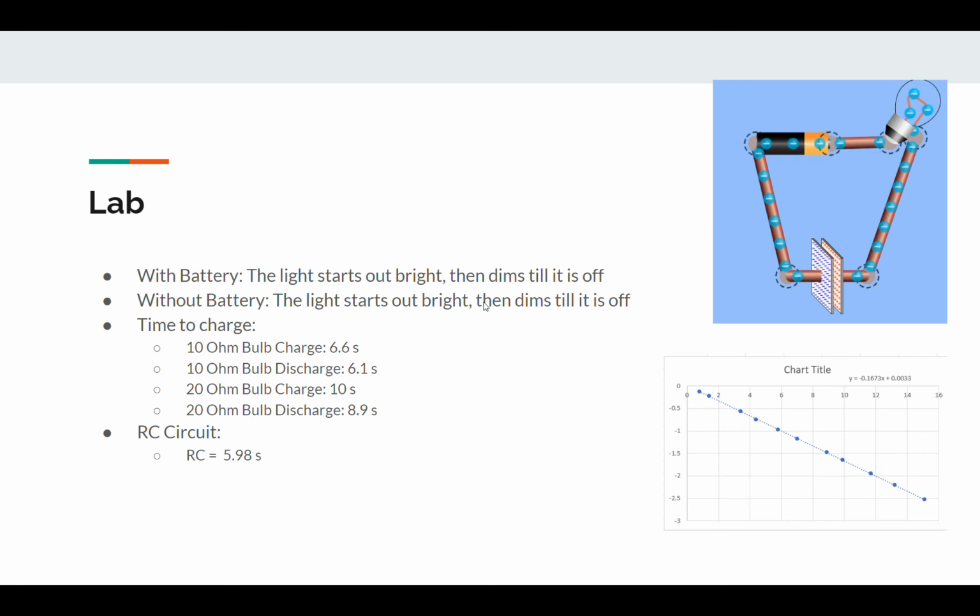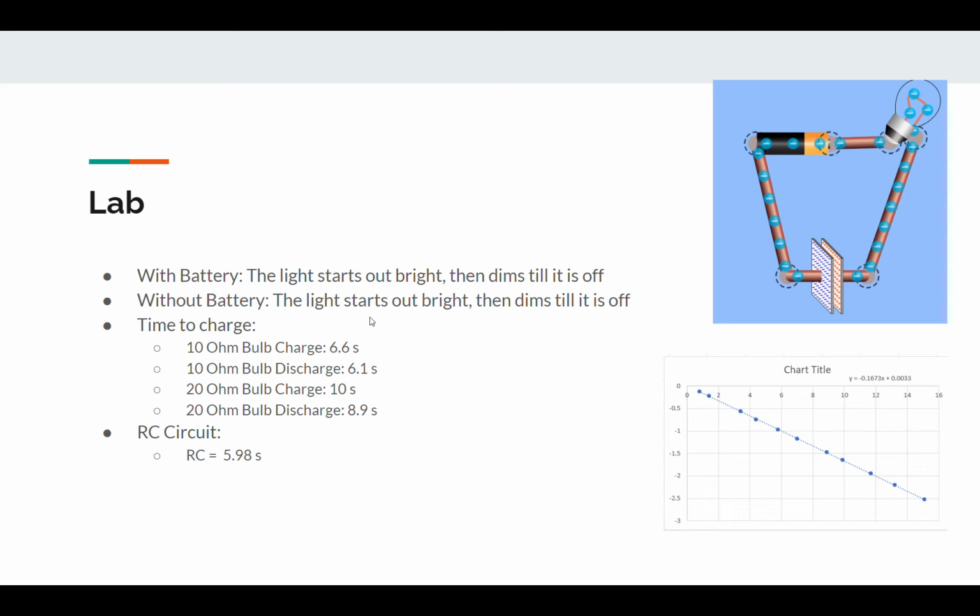Alright, now whenever we use a capacitor, it builds up charge. So with the battery in, it's charging up and the light starts out really bright because electrons can move through here, but it slowly builds up and then the light dims until it's off. And the same exact thing happens without a battery. You take out the battery and it starts to discharge until there's no more electrons left.